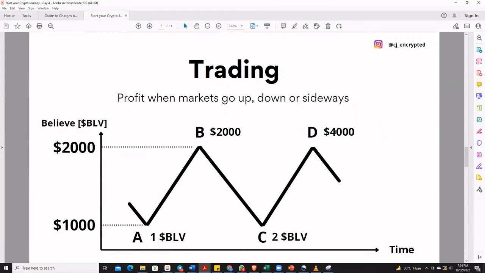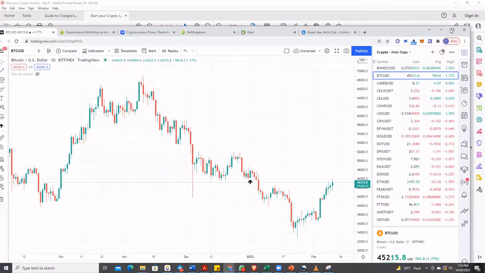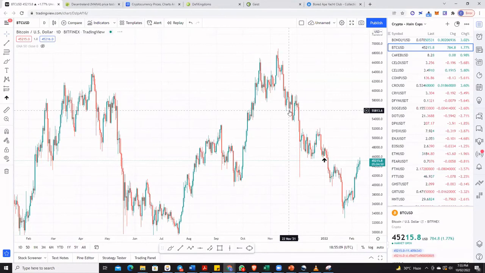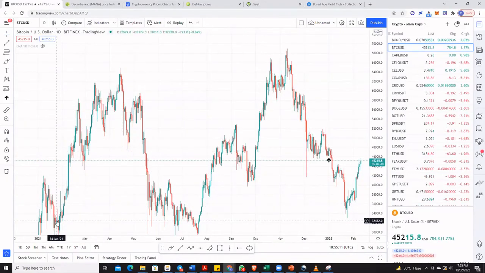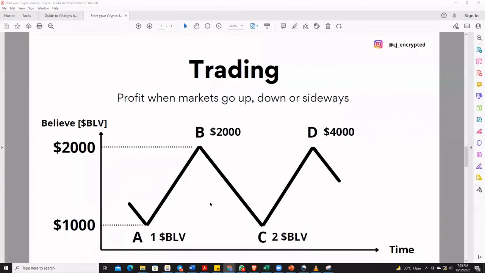So I'm using a simple chart here, just to explain how trading works. Now, you can assume that this chart is similar to a price chart of Bitcoin. You have Bitcoin going up, coming down, going up, coming down, pretty much. And that's similar to what you see on this chart. But I've kept this simple so that we can explain what is going on.